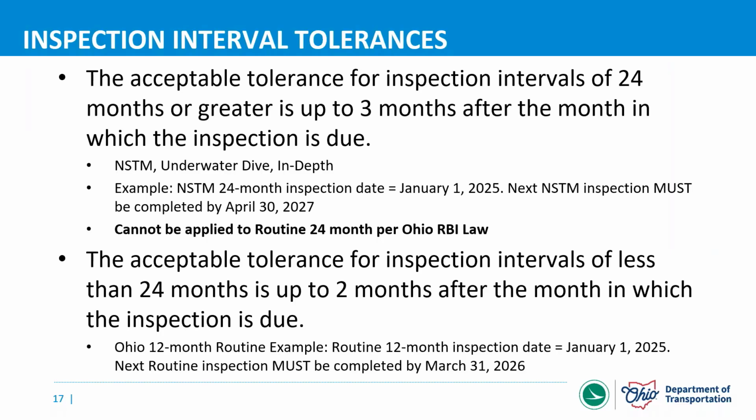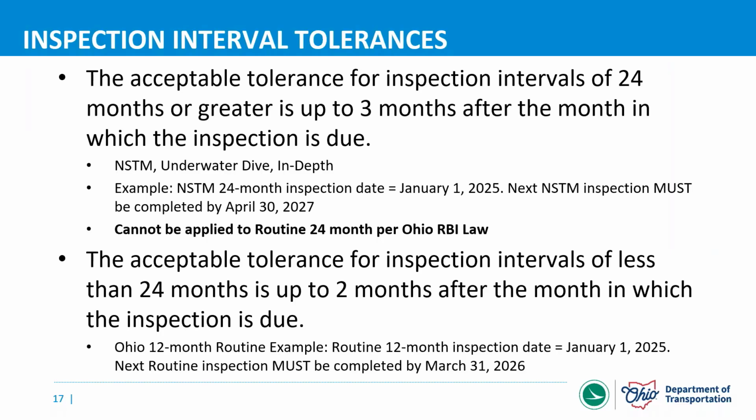So, an example there, if you have an NSTM inspection that was done on January 1st, 2025, your next inspection is due April 30th, 2027 for a 24-month. Why is that? Because it's 3 months after the month in which the inspection is due. So January 1st, you get that whole month of January as the month in which the bridge was inspected. Then you get 3 more months. So January, February, March, April 30th, 2027. So 3 months after the month in which the inspection is due for 24-month or greater non-routine inspection tolerances.